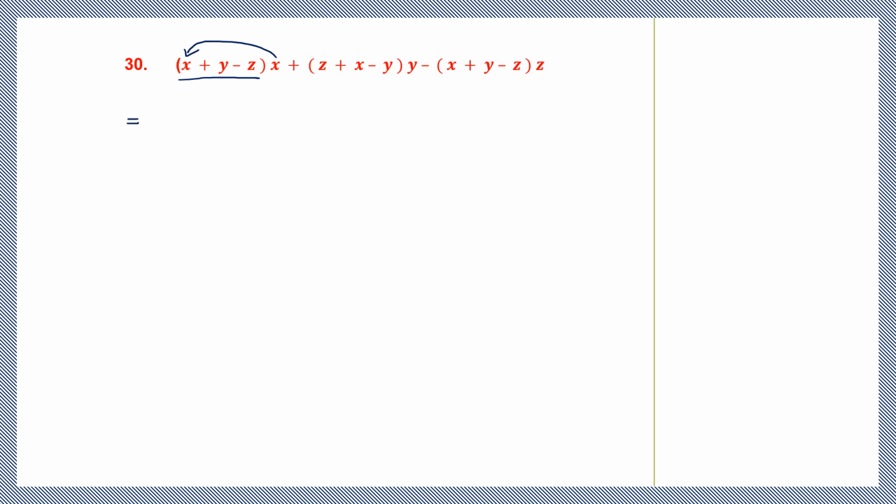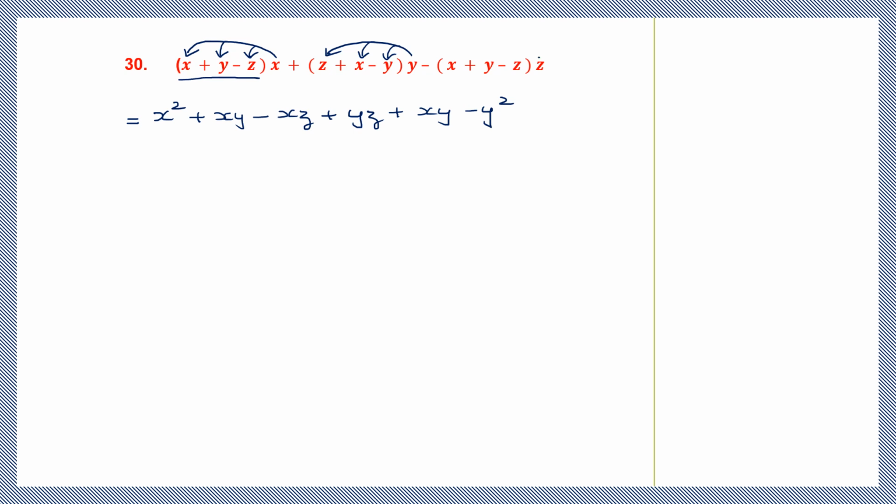So let's do that. X into x is x to the power of 2. Then x into y is xy. So plus xy. Then x into minus z is minus xz. Now the same thing here. Y into z is plus yz. Then y into x is yx or xy, plus xy. Then y into minus y will become minus y square.